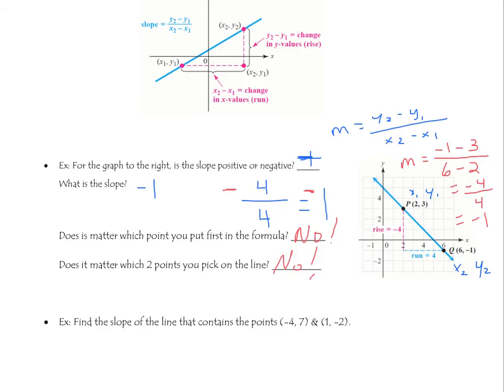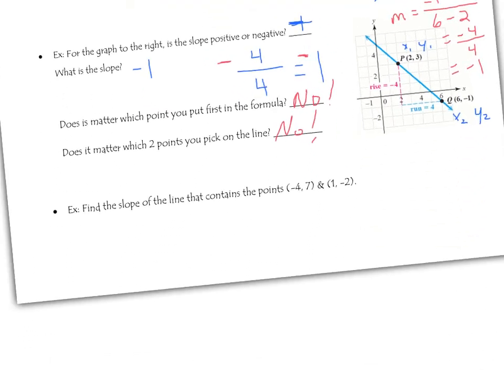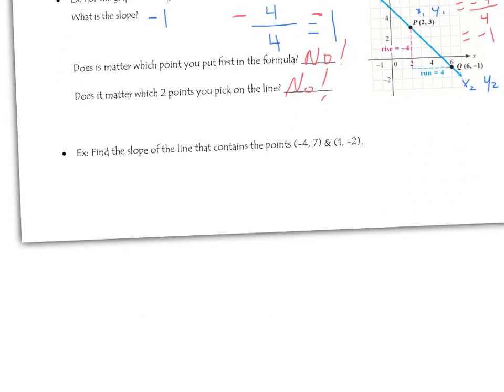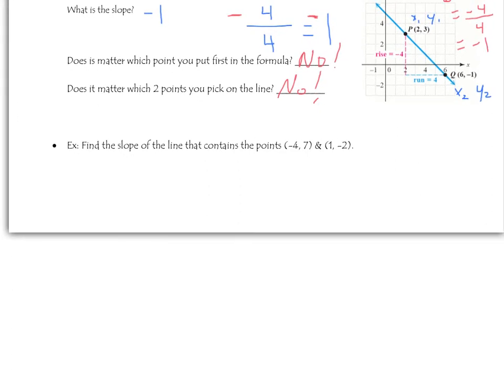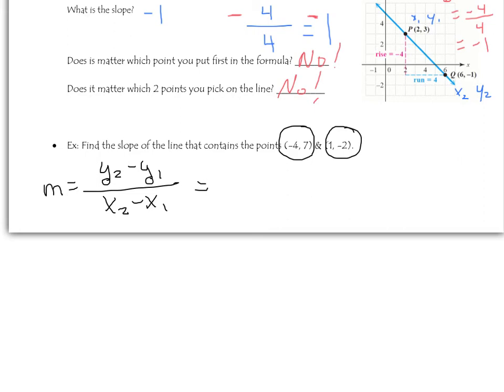So we use the slope formula. Let's pull this up. That's y2 minus y1 on top, which represents the rise, x2 minus x1 on the bottom. So that's going to be our slope. So we'll call this x1 and y1, and this x2 and y2.